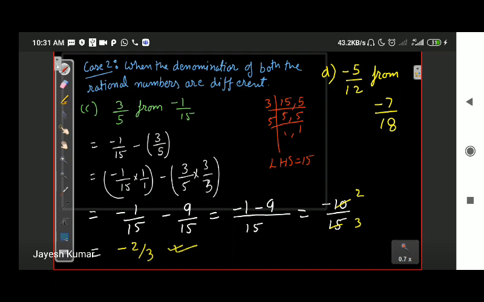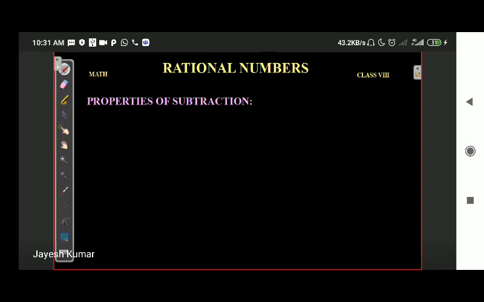As we discussed in addition, we are also going to discuss the properties of subtraction. What are the properties of subtraction and how do they work, that we are going to discuss. So the first property of subtraction is the closure property.